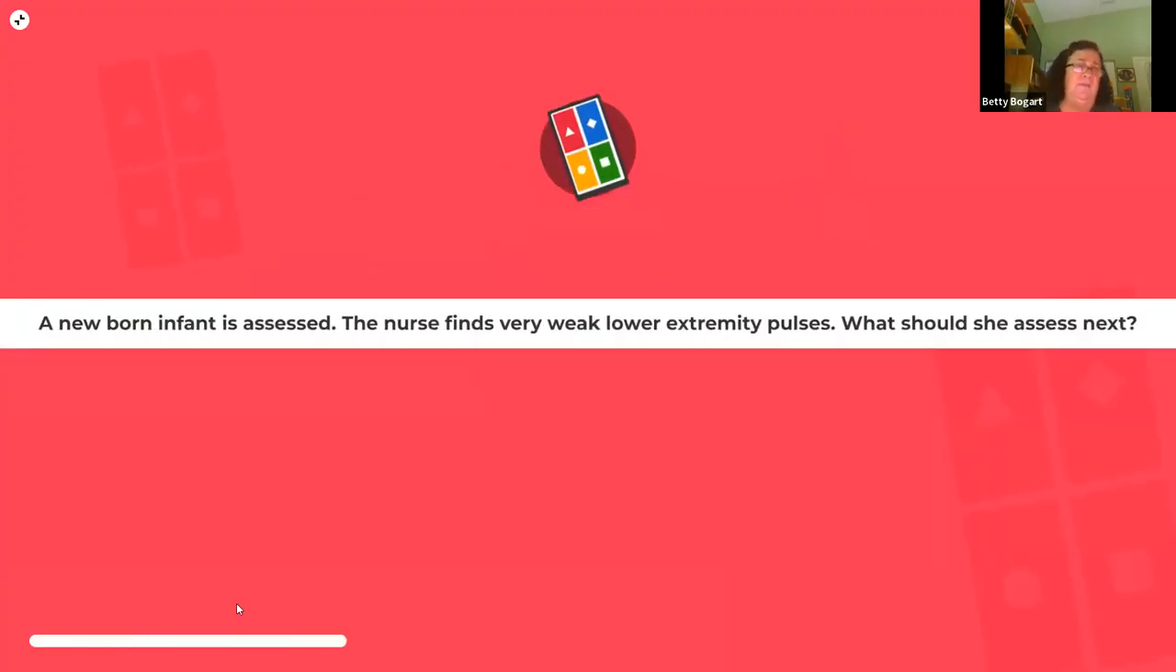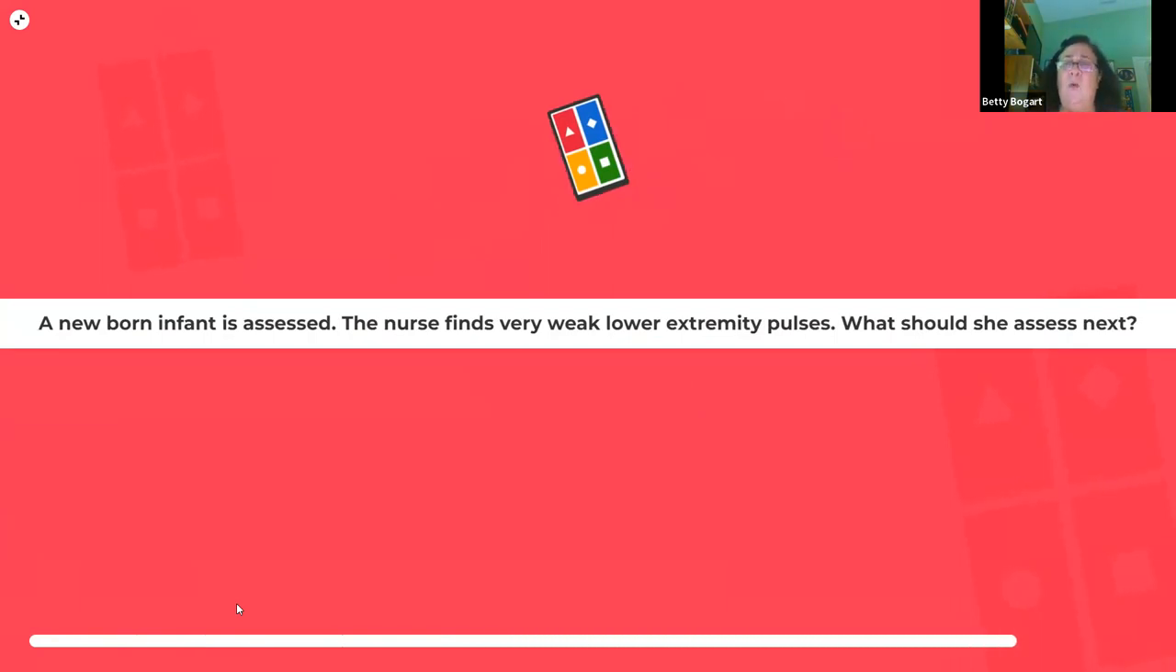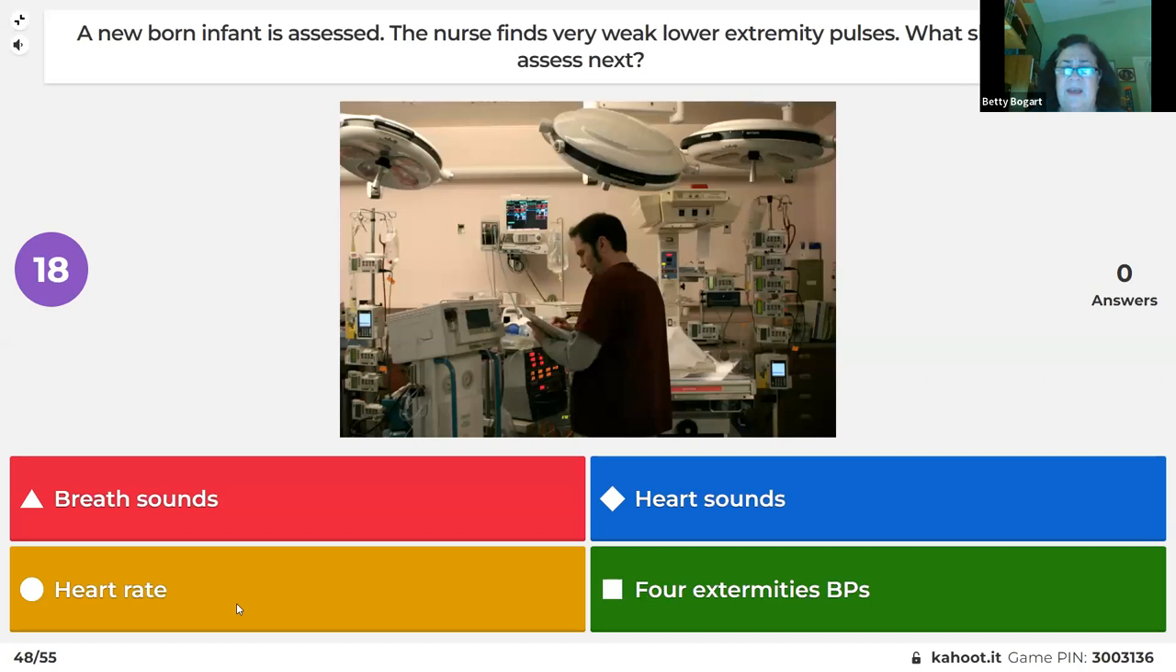A newborn infant is assessed and you find very weak lower extremities. What should you do and assess next to give the physician information? What are you going to do next? Very weak lower extremity pulses. Newborn, just out of the mother. What are you suspecting?